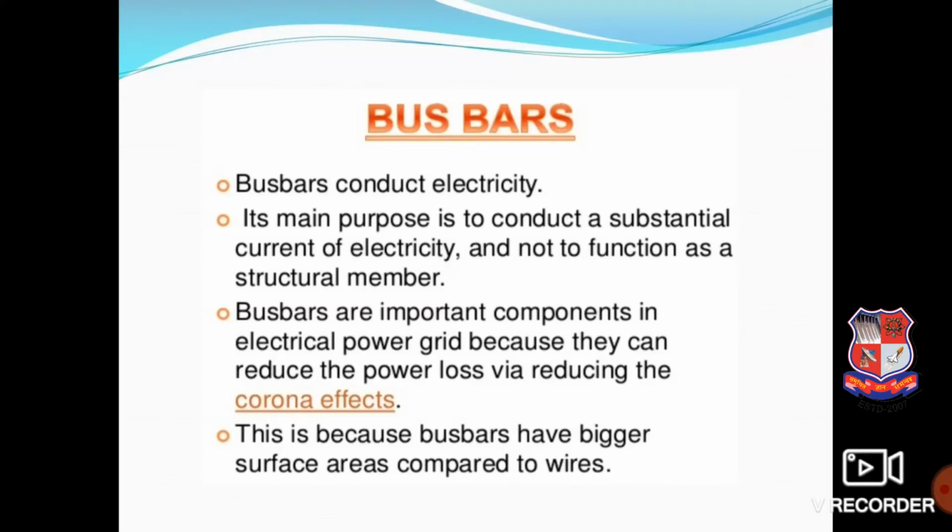Bus bars. A well-known definition of bus bar is a junction to which a number of incoming and outgoing lines operating at the same voltage are connected. Bus bars conduct electricity. Their main purpose is to conduct a substantial current and not to function as a structural member. Bus bars are also important components in an electrical power system because they reduce the power loss by reducing the corona effect. This is because bus bars have a bigger surface area compared to wires, which reduces the resistance and the losses.